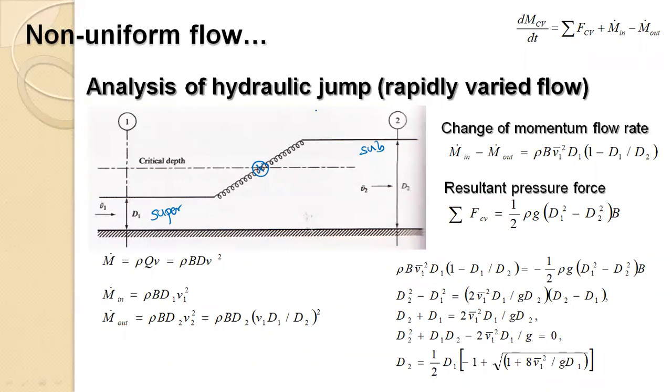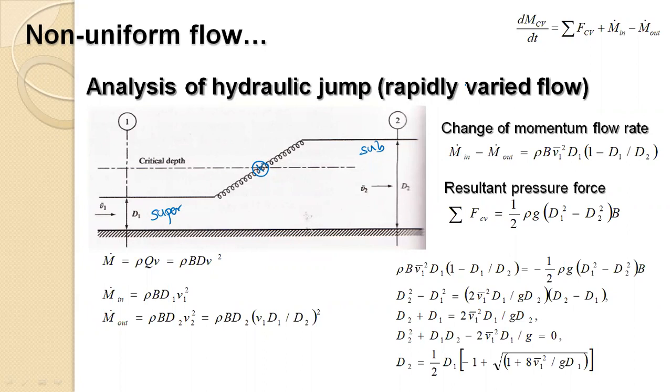And hydraulic jump represents a very nice rapidly varied flow. Within a very short distance, the flow changes from supercritical to subcritical, which would lead to an increase in the water depth. So under supercritical flow, the water depth will be less than the critical water depth, but in the subcritical flow, the water depth will be greater than the critical water depth.